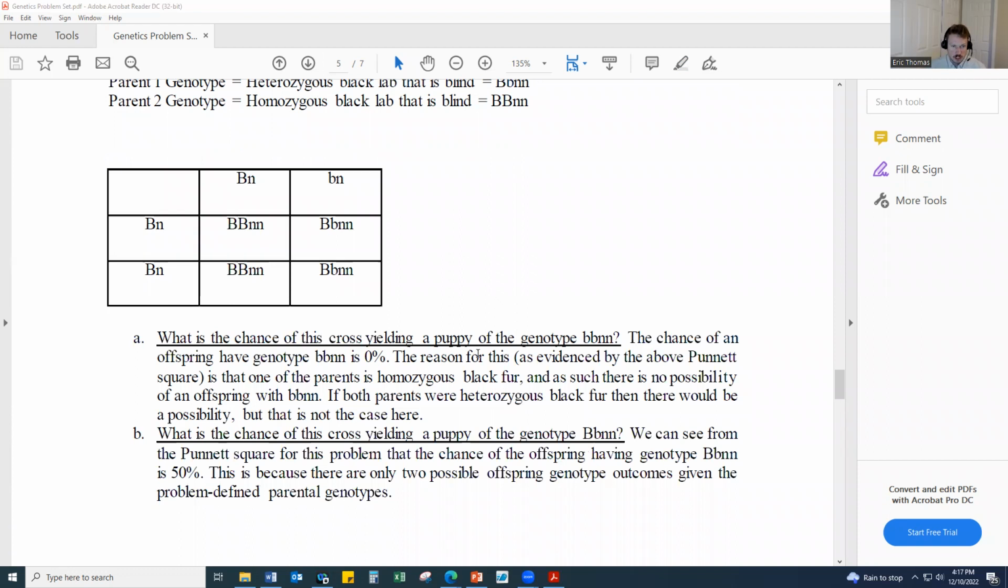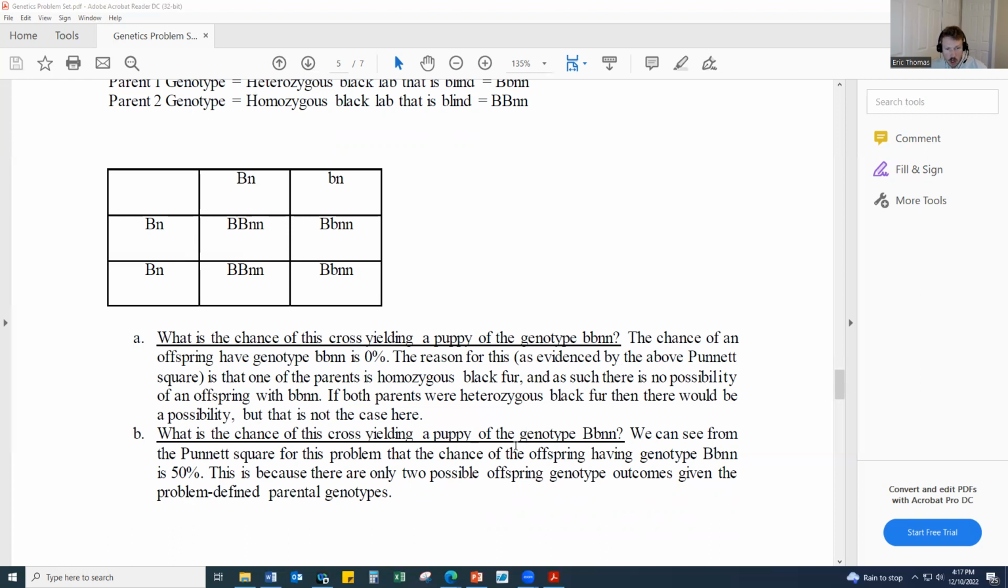So this one, what is the chance of this cross yielding an offspring with the genotype of lowercase bb and lowercase nn, i.e. homozygous for both recessive copies of the allele? And the answer is 0%. And we can see that because of the Punnett square, there's no possibility that this is going to happen.